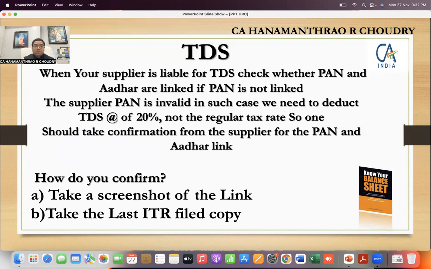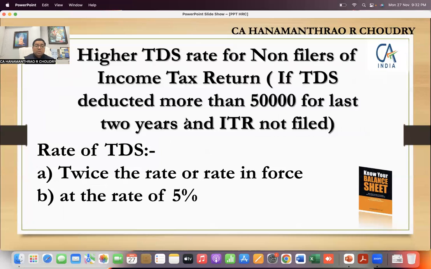The question arises, how should we check whether his Aadhaar and PAN card are linked? Very simple. You can take a screenshot of the link from the supplier, or you can take the last ITR filed copies, because unless and until he links his PAN and Aadhaar, he cannot file his income tax returns. So, friends, you can take these 2 documents for confirmation.